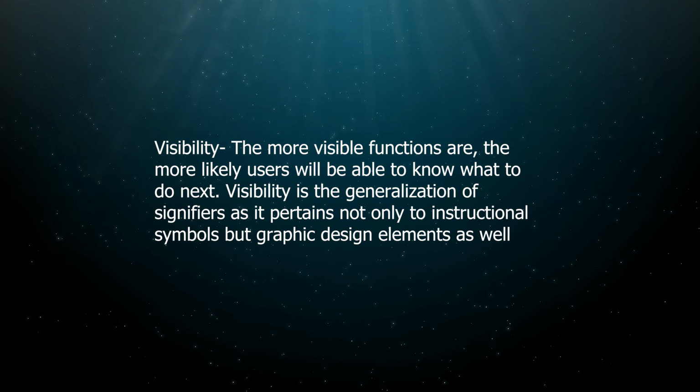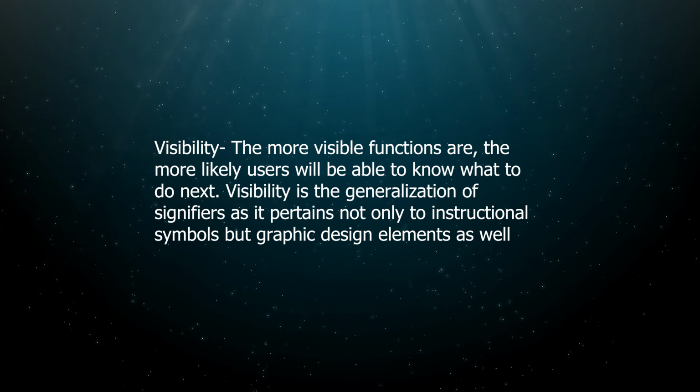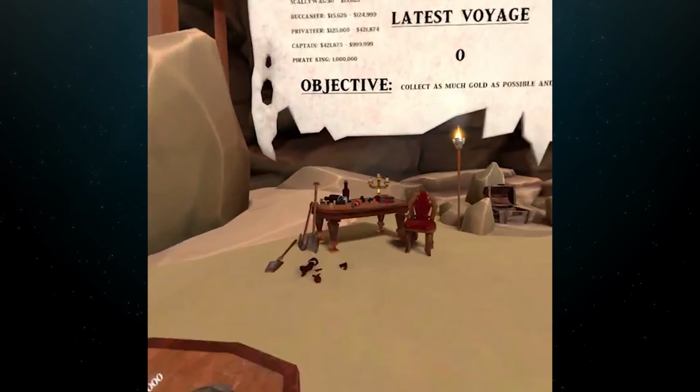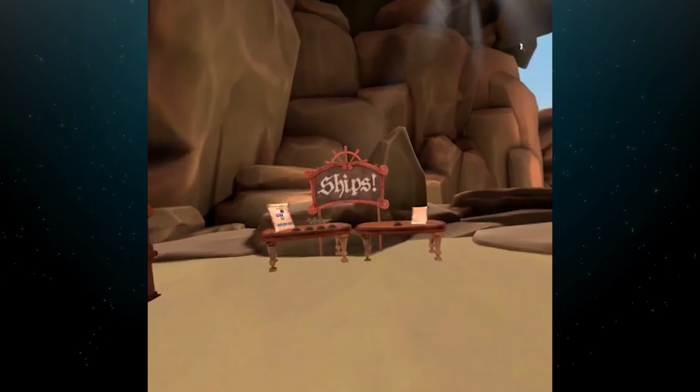Visibility. The more visible functions are, the more likely users will be able to know what to do next. Visibility is a generalization of signifiers as it pertains not only to instructional symbols but graphic design elements as well. The first item for visibility is that all shops look the same, and they have items on top of them that disappear after a short distance.